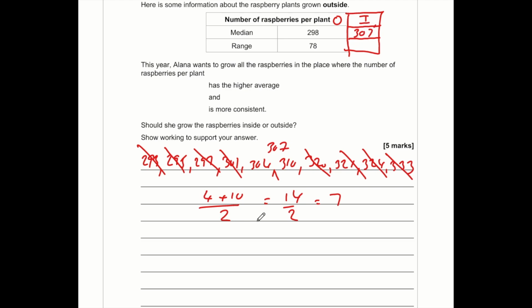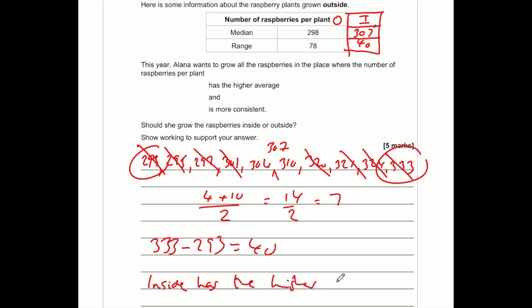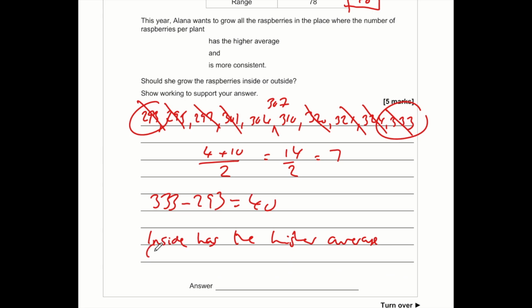And the range is the difference between the biggest and the smallest. So 333 take away 293 is 40. Okay. So, should she grow the raspberries inside or outside? The one with a higher average is clearly inside. So inside has the higher average. And let's put down 307, which is greater than 298.